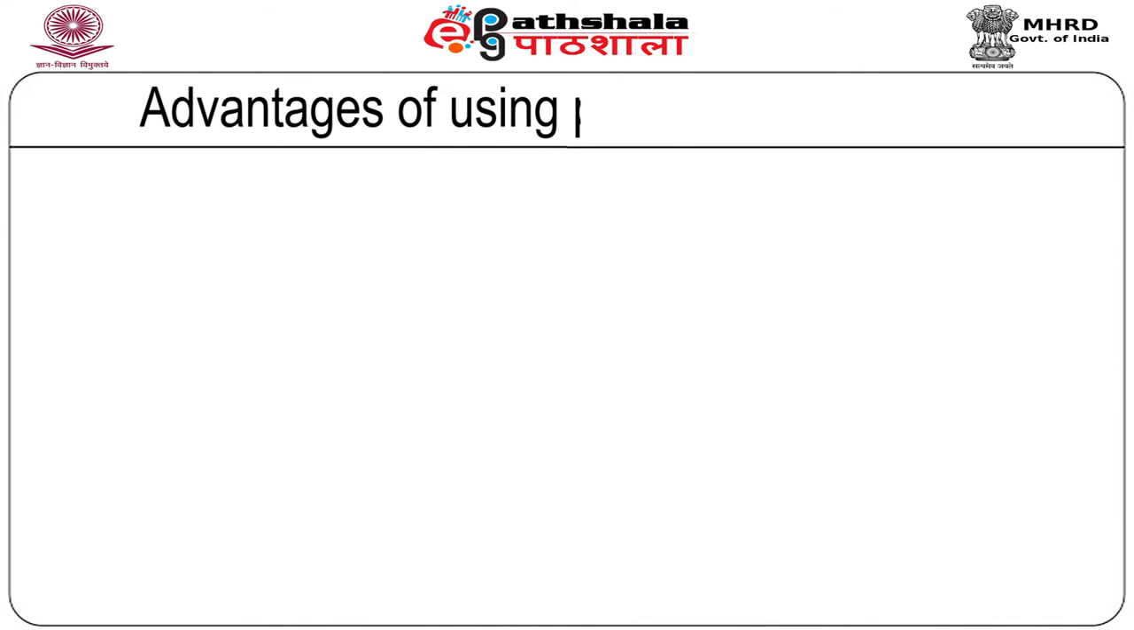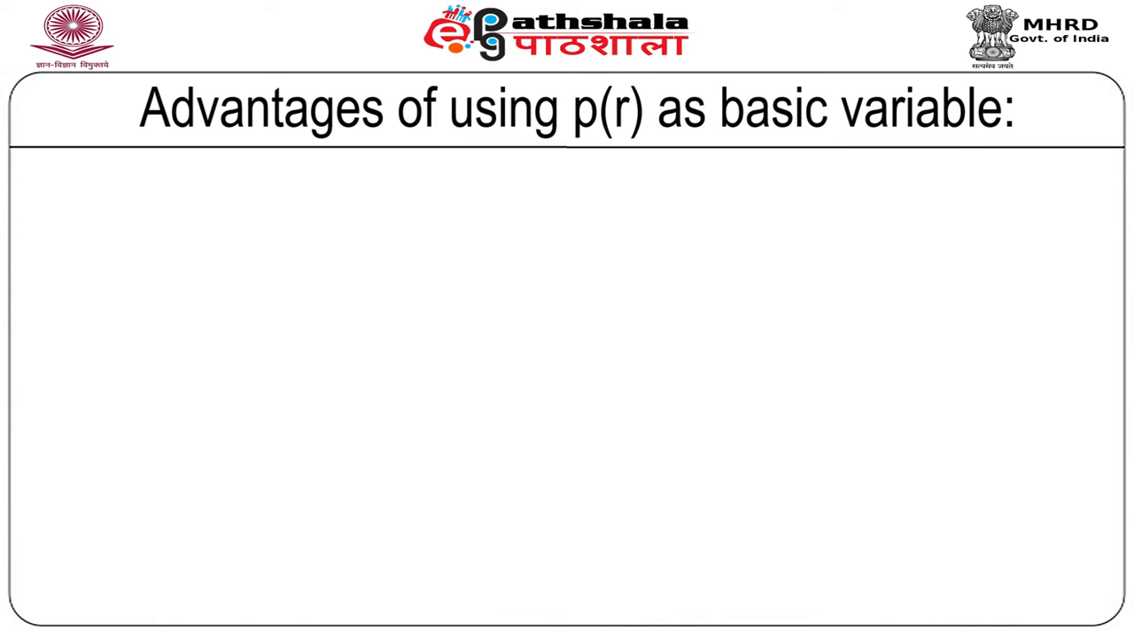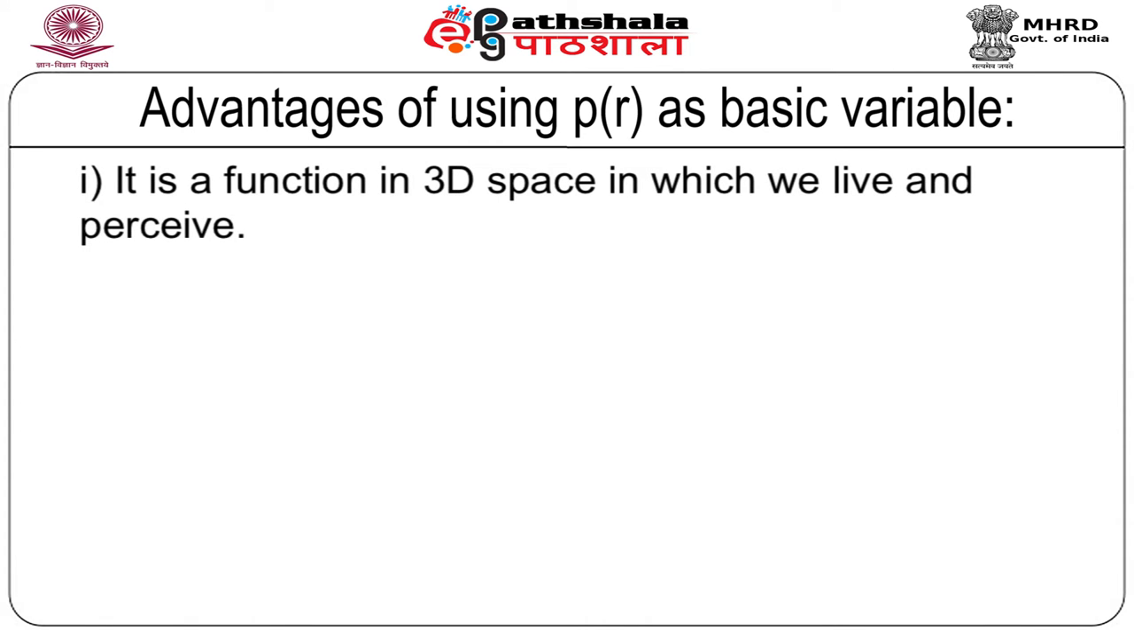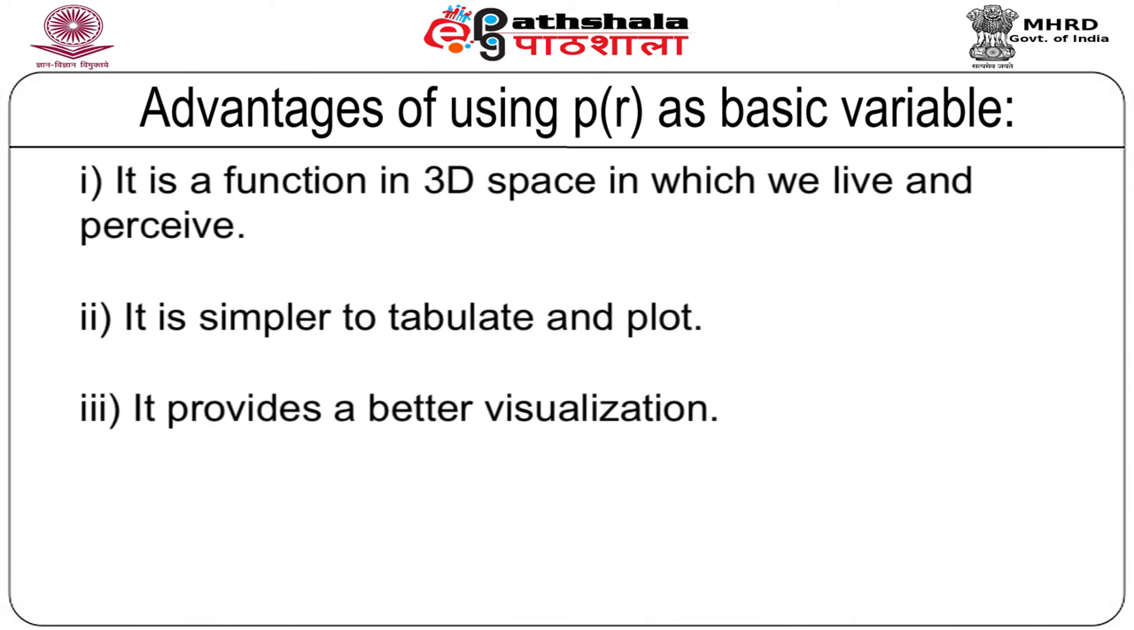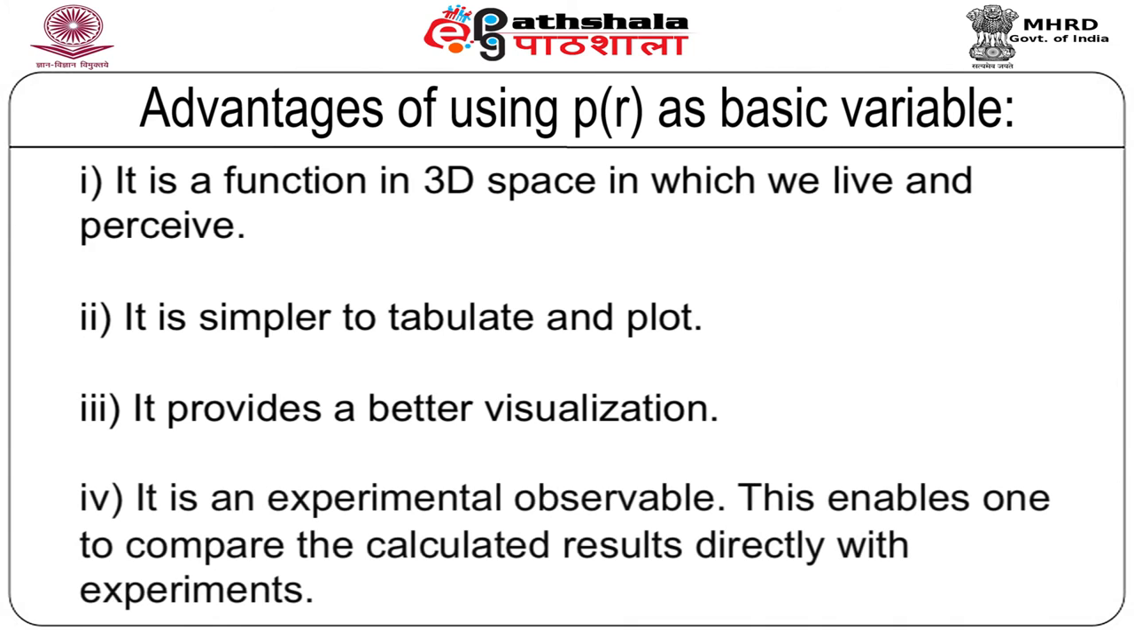Advantages of using rho as basis variable, as summarized below and as also mentioned while giving the brief introduction, are a number of them. Firstly, it's a function in 3D space in which we live and perceive. Secondly, it's simpler to tabulate and plot. Thirdly, it provides a better visualization. And finally, and most importantly, it's an experimentally observable quantity. This enables one to compare the calculated results directly with experiments.